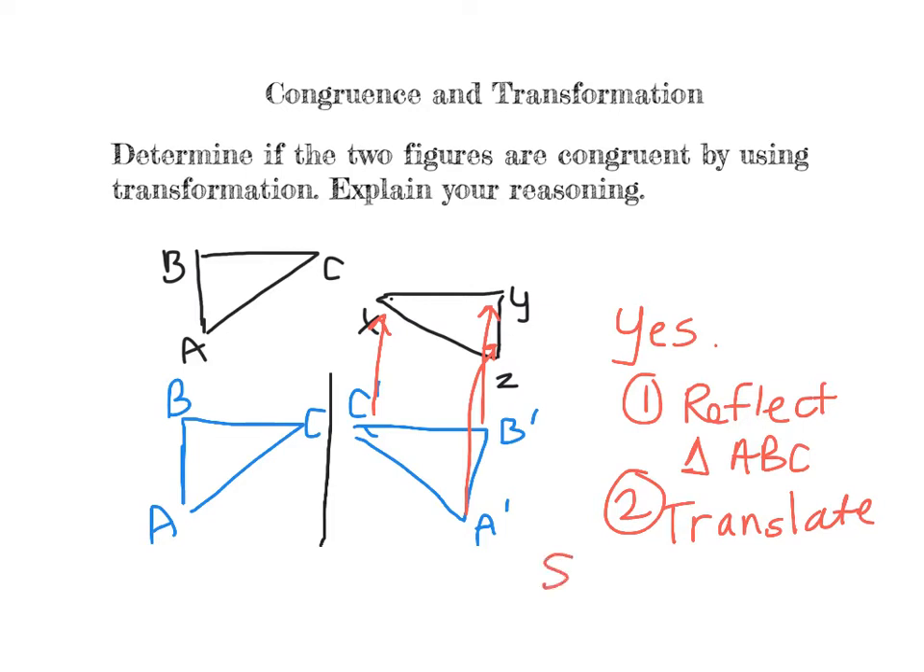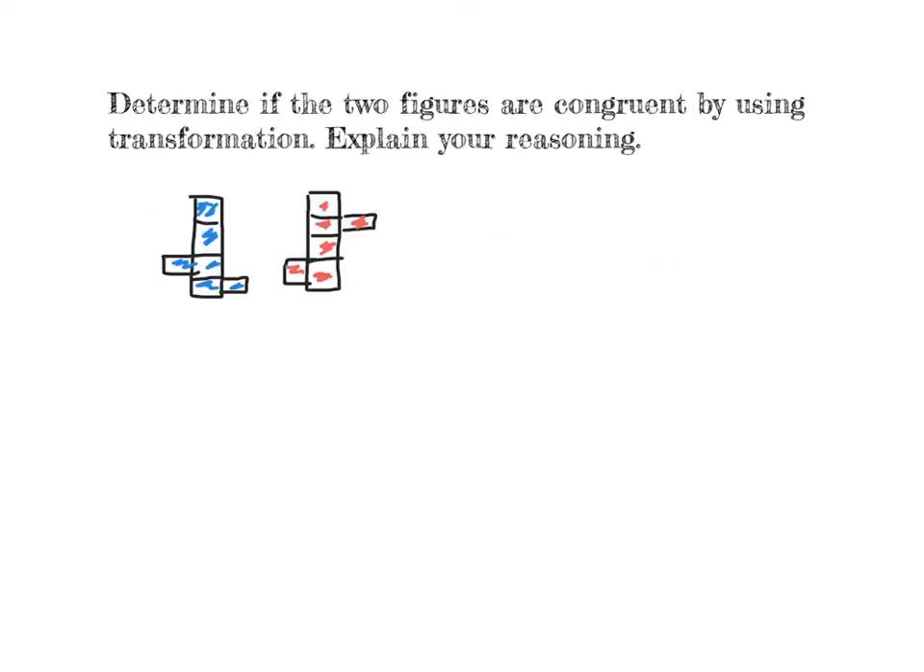So the sides and angles match up after these two transformations. That's how I would explain my reasoning. So let's try one more. Determine if these two figures are congruent by using transformations and explain your reasoning.